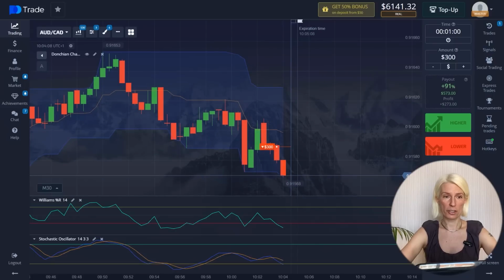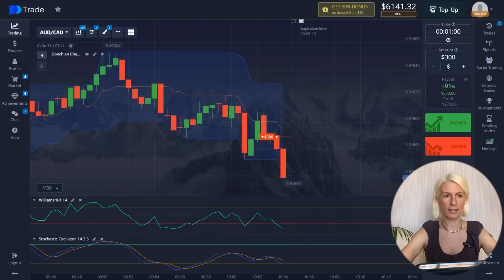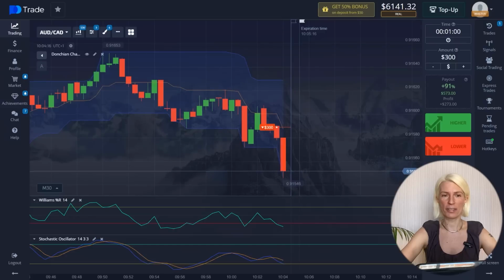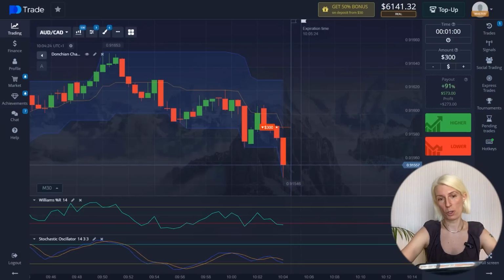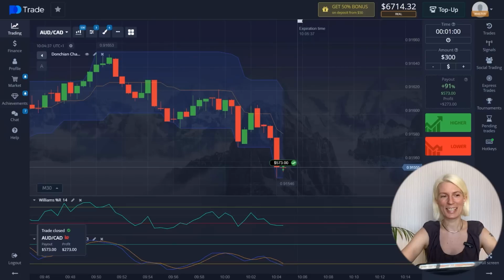The signals of the stochastic and the Williams percent range indicators were not taken into account again, although the stochastic indicator gives a weak signal about a possible price decline. As you can see, the price is moving down while breaking through the lower limit of the Donchian indicator. After reaching a certain minimum, a rebound occurs, and then a new candle opens, at which the price practically does not move. The trade closes in the money.